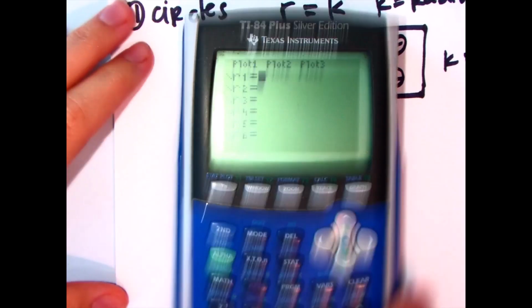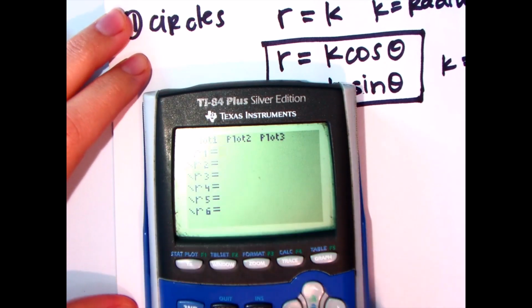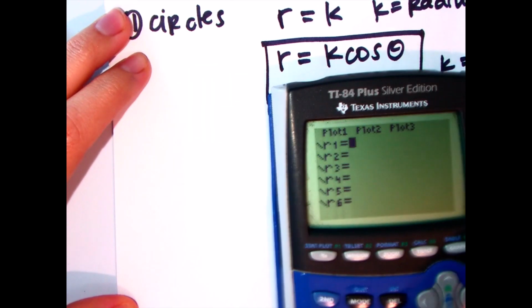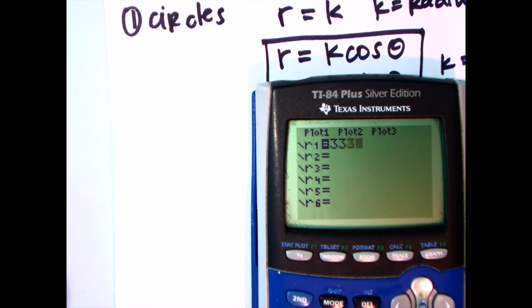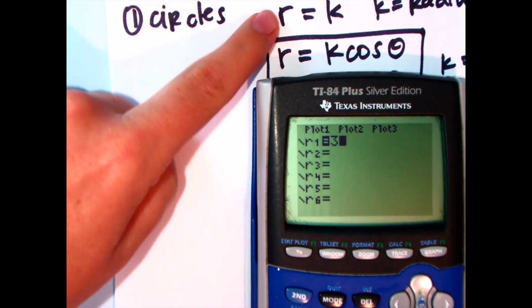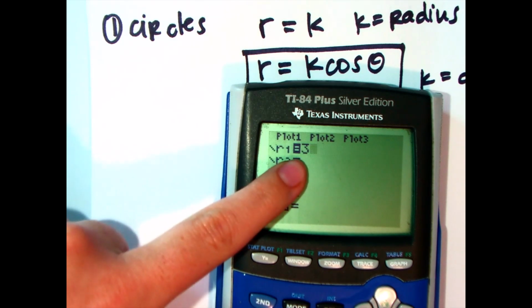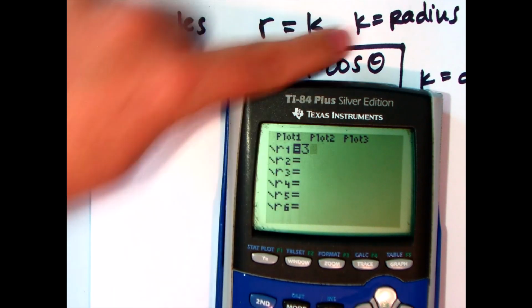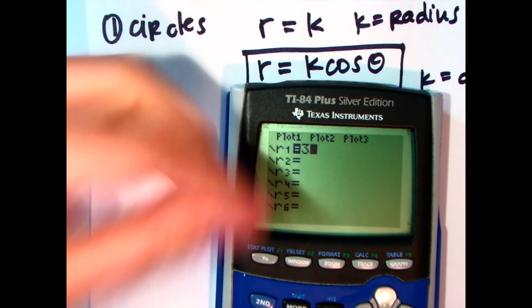So I'm going to type in a couple of these circle equations. r equals k. We already have our r equals. So what's a good number? 3. Okay. There we go. What this is doing is producing this first type of circle. With just r equals 3, the circle is going to have a radius of 3, and its center is going to be on the origin.